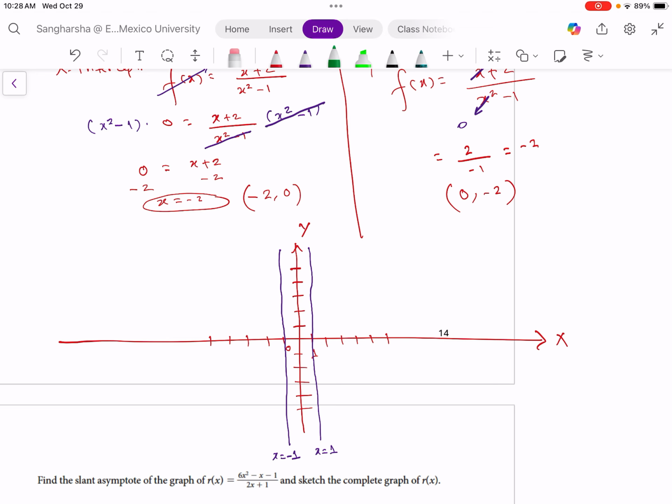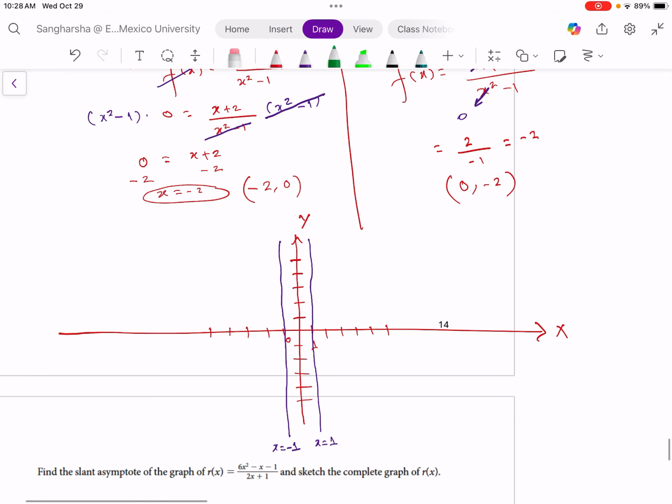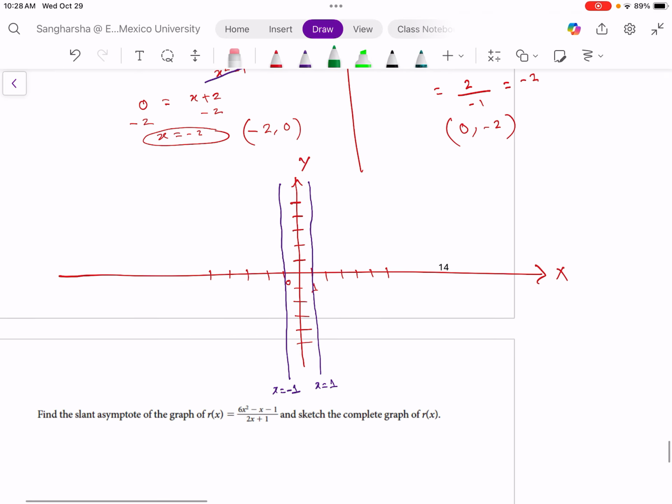Now let's draw the horizontal asymptote. The horizontal asymptote is y equals 0. How do we draw y equals 0? It's the same as the x-axis, right? So we have this line as our horizontal asymptote, y equals 0. So you draw the vertical asymptotes and you draw the horizontal asymptote.